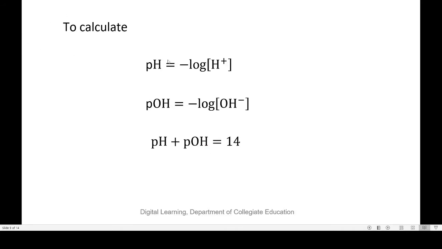Also, after knowing the hydrogen ion concentration, we can calculate pH by using the expression pH is equal to negative logarithm to base 10 of hydrogen ion concentration. Similarly, pOH is equal to negative logarithm of hydroxyl ion concentration. Also, we know that pH plus pOH is equal to 14.